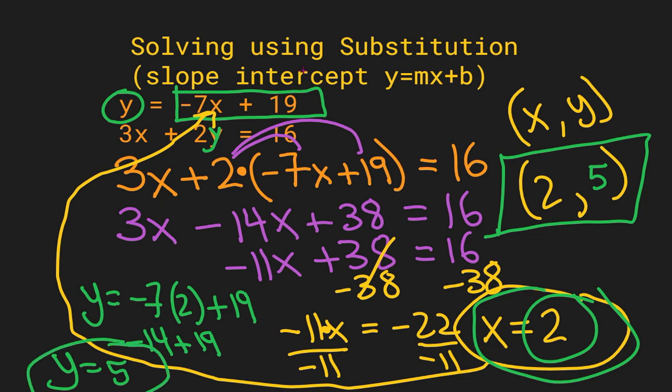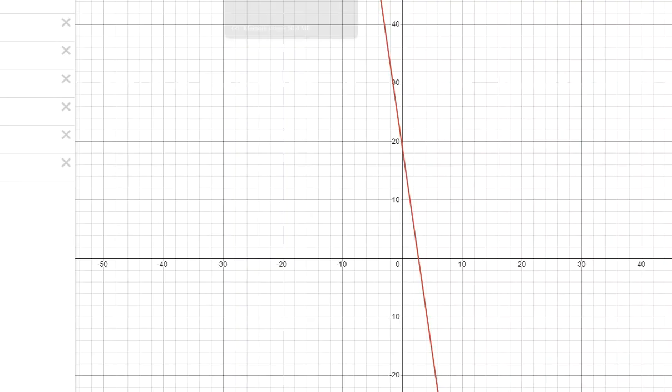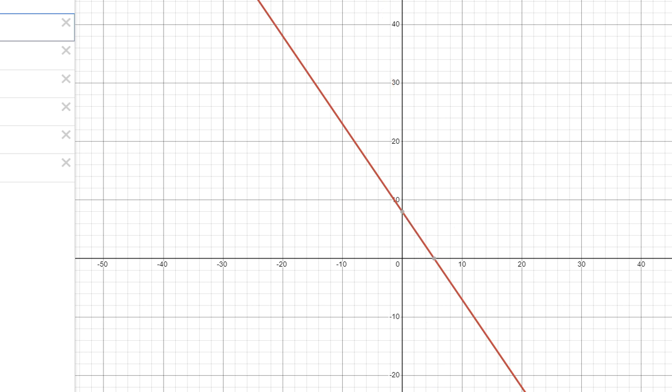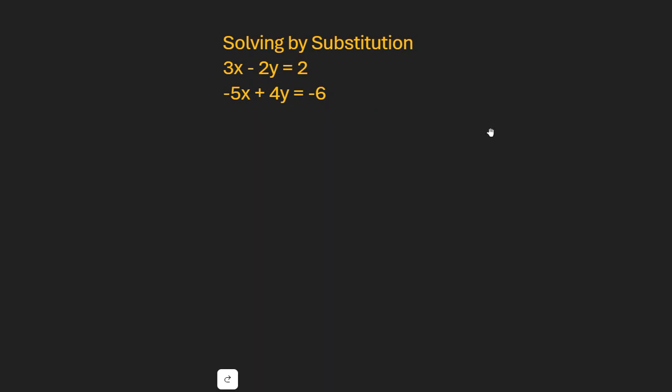In fact, I'm going to run over to my graphing calculator, Desmos, and I am going to graph y equals 7x plus 19. It's this line right here. And then I'm going to graph 3x plus 2y equals 16. I'm going to see where they cross. And they cross at 2, comma 5. Isn't that neat?